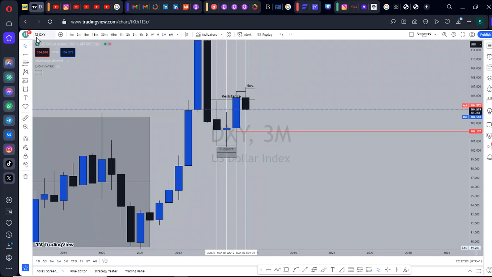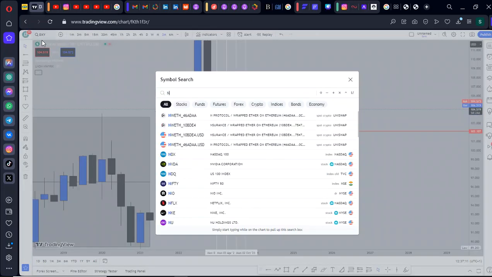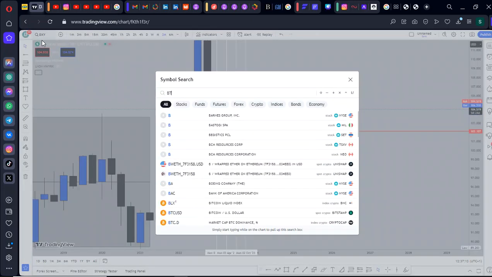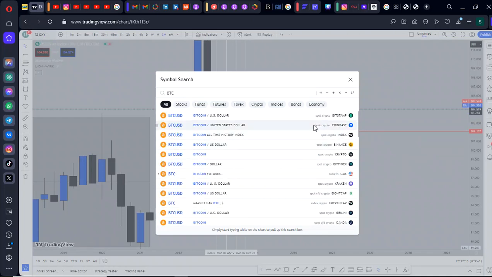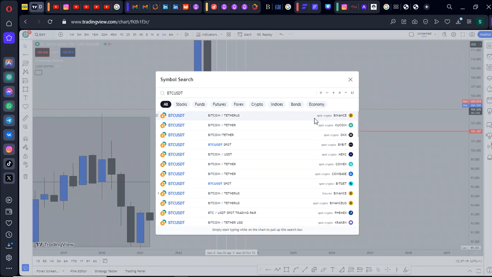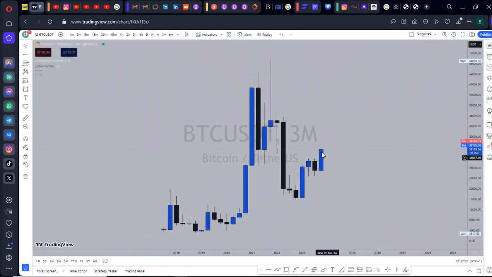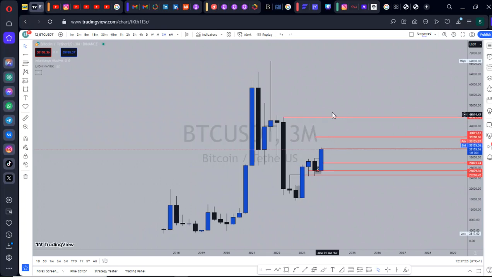Also, one of the pairs predicted was BTC. BTC has already played out a long time ago, and we get to see where it is right now, right here. Remember I said the next target I might be looking at will be this high right here, the 47,000.